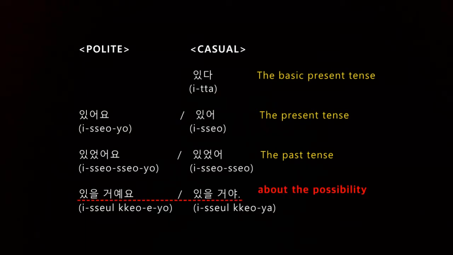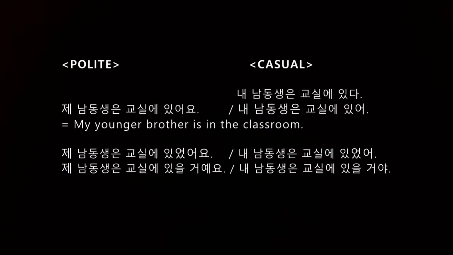These are conjugations of the verb 있다, the positive form, the present tense, past tense, and this one is using the formula for the future tense, but it is used to talk about the possibility. 있다, 있어요, 있어, 있었어요, 있었어, 있을 거예요, 있을 거야. Let's take a look at some examples.